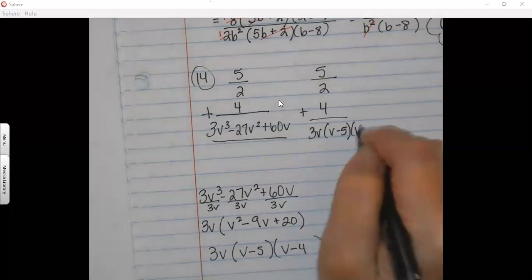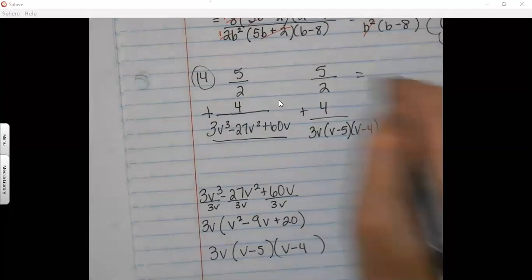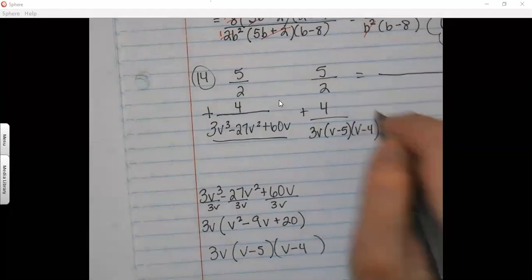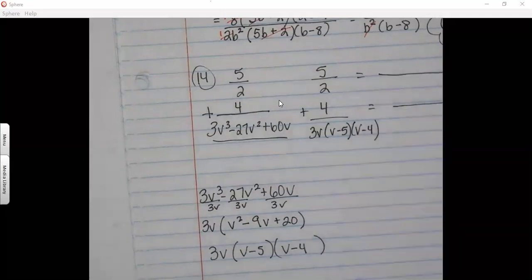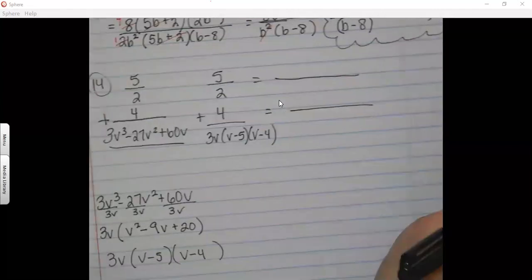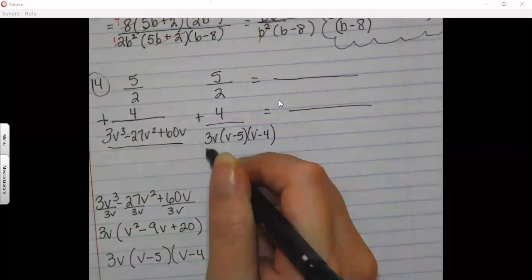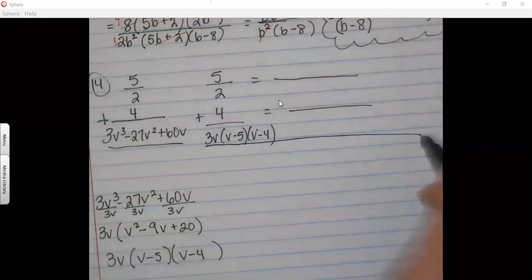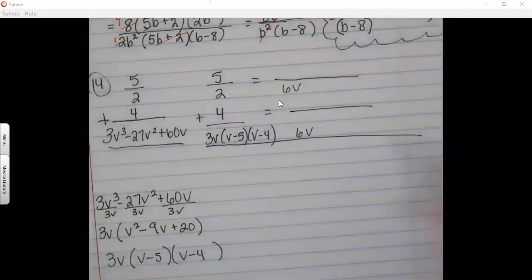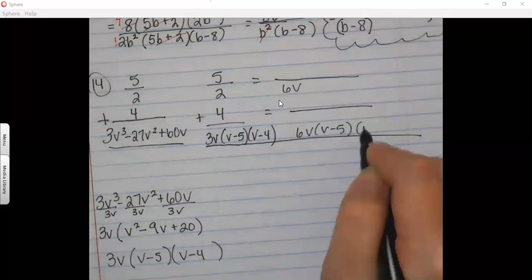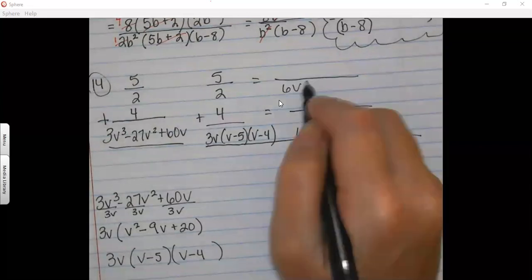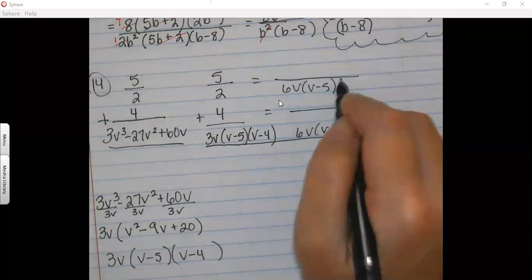Okay, so look at your monomials separate from your binomials. So my monomials are 3v and 2. What's the smallest number that 3v and 2 will both divide into evenly? 6v. And then I'm also going to need a v minus 5 and a v minus 4, right? Are y'all cool with that?